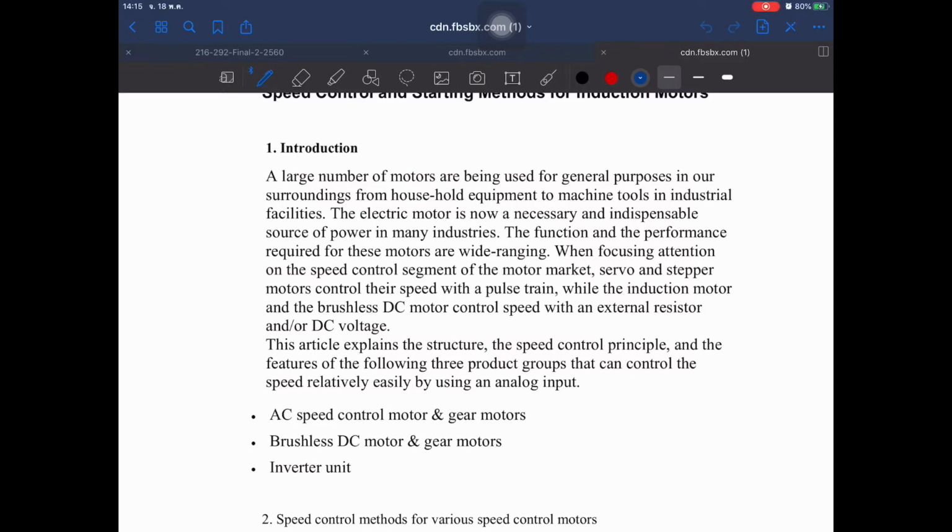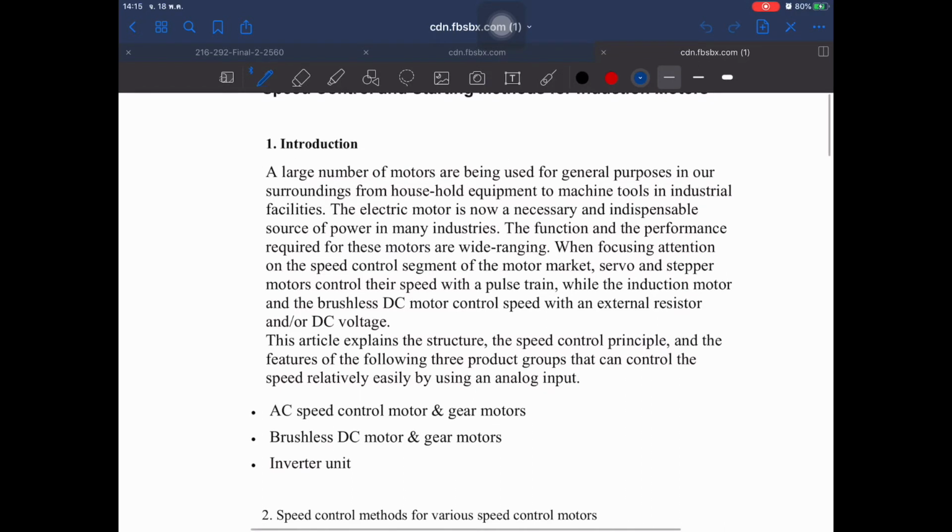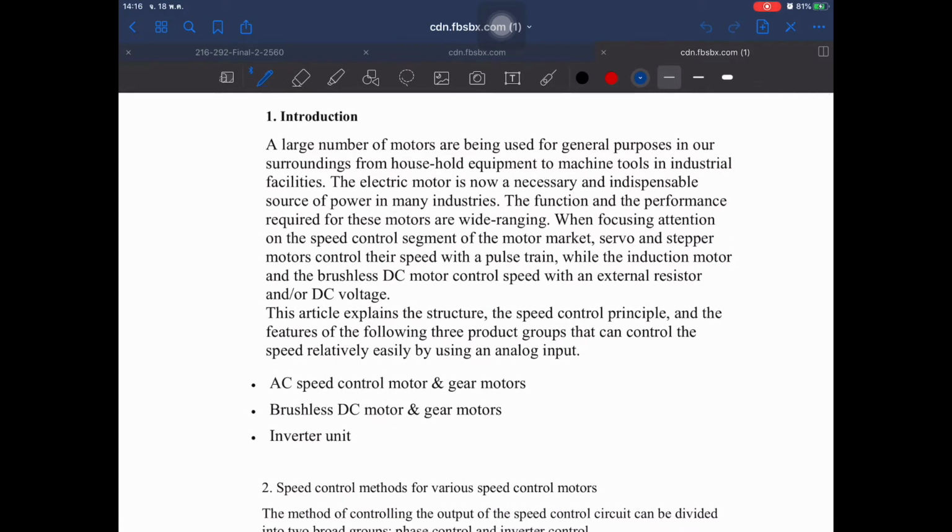When focusing attention on the speed controller segment of the motor market, servo and stepper motors control their speed with a pulse train, while the induction motor and the brushless DC motor control speed with an external resistor and DC voltage.